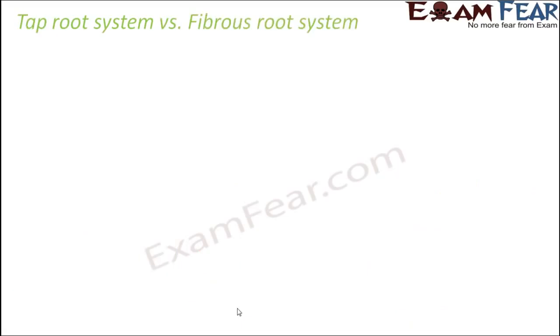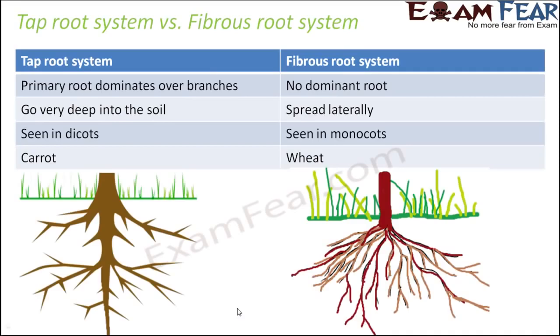Now in primary root system, we talked about taproot and fibrous root system. So let us quickly compare the two. Talking about taproot system, the primary root dominates over branches. So here you can distinctly see one primary root. This one primary root becomes more dominant, more prominent than the other branches. But in fibrous root, there is no dominant root. That's what I was telling, right? You can't distinguish that one single primary root. So it is nothing like that.